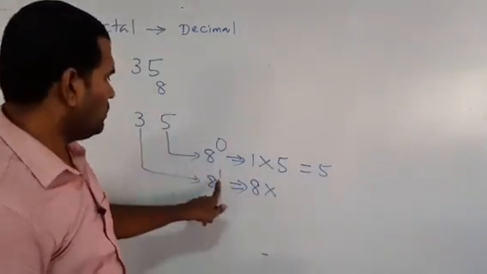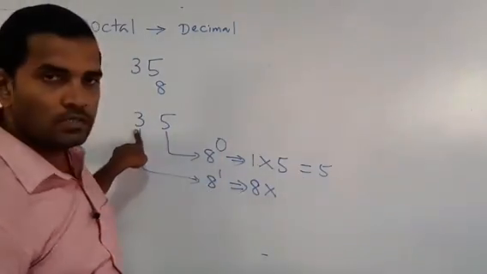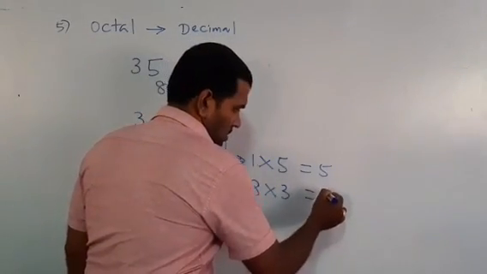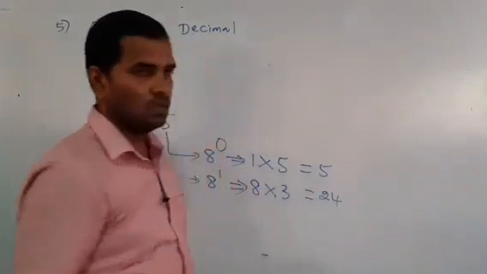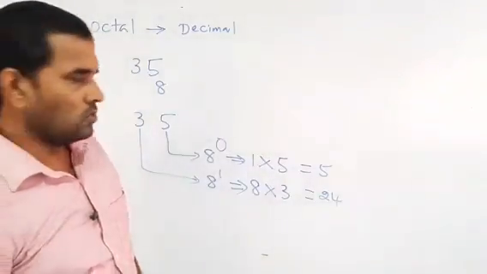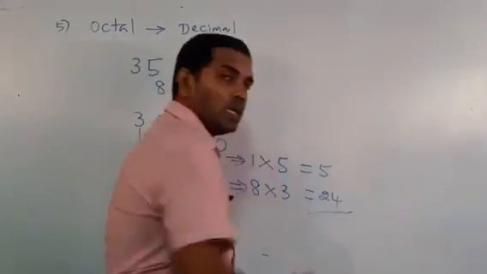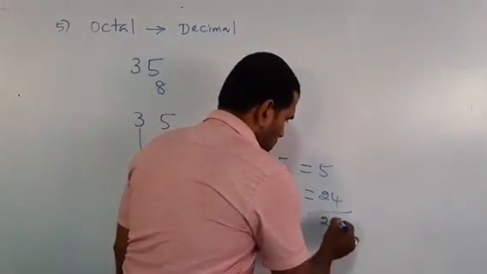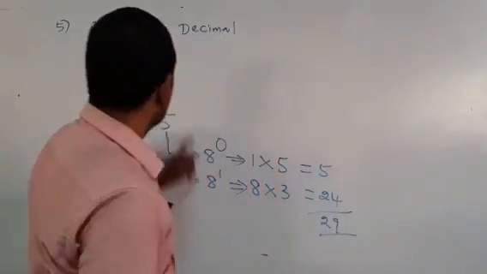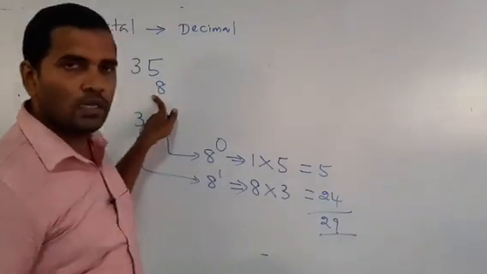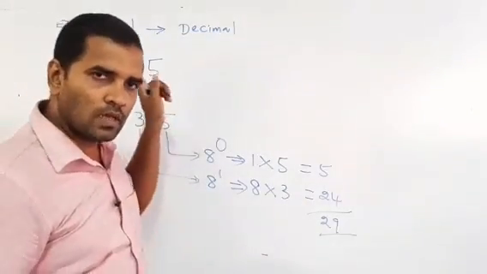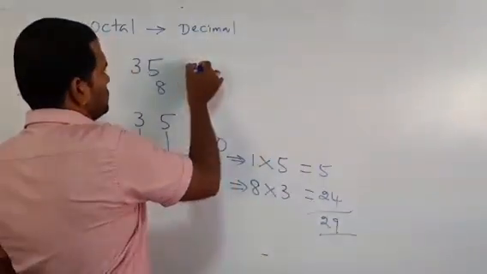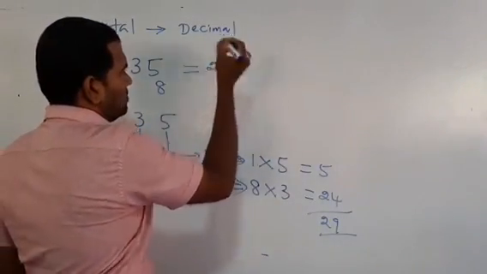Here we have to multiply. Look at the digit it belongs to. It is 3. So it is 24. Now it's time to add them together to get the decimal value. So it is 29. So 35 is an octal number that has an equal value in decimal, which is 29. So I can write it's 29.